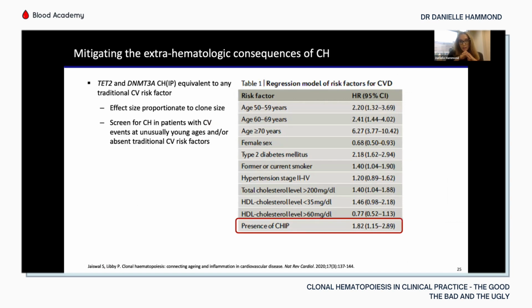And two things to keep in mind, though, is that the effect size is proportionate to clone size. And I would suggest clinically that if you have young patients or patients that really do not have traditional cardiovascular risk factors and are coming in with fairly prominent cardiovascular or even venous thrombotic events, I think it would be worthwhile to consider screening these patients for at least limited forms of clonal hematopoiesis in terms of the underlying etiology and potential intervention.